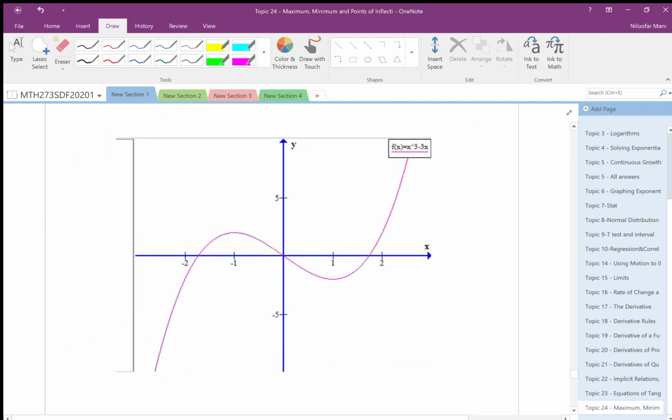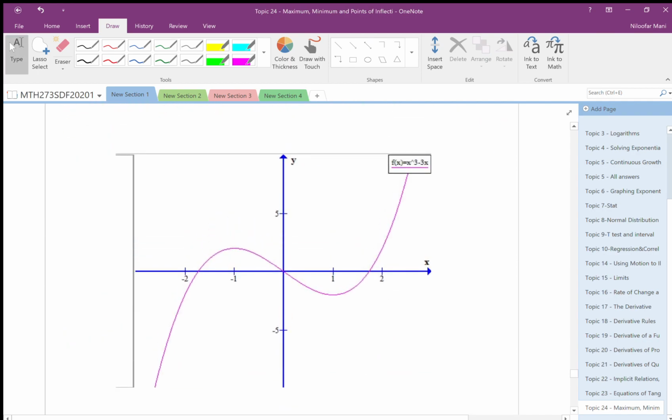So these are all the steps. Look here. This is maximum. This is minimum.